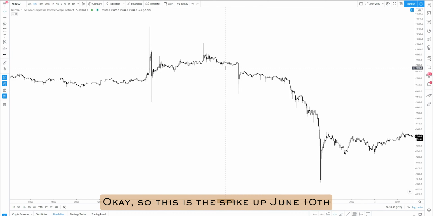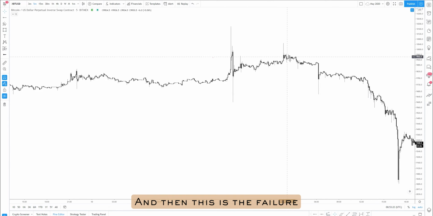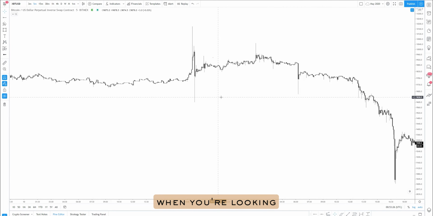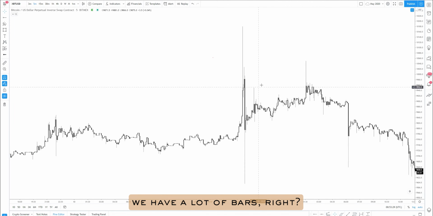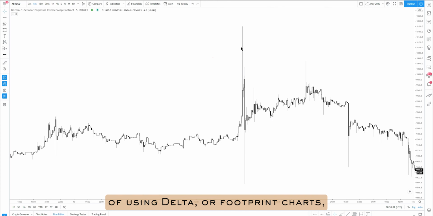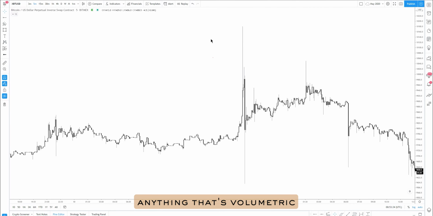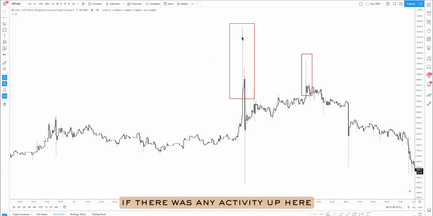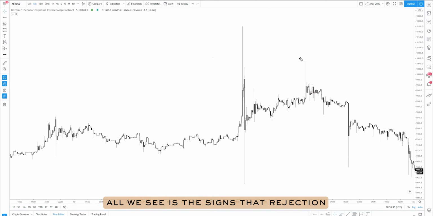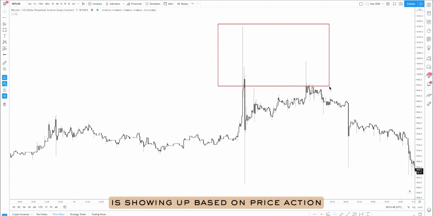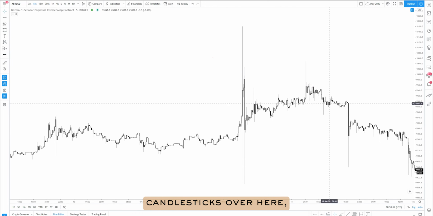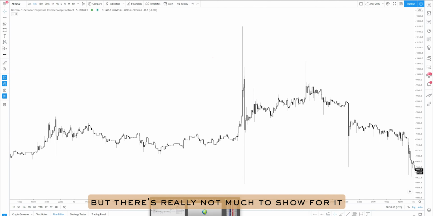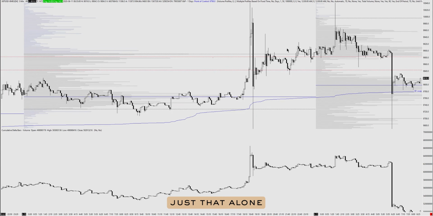So this is the spike up, June 10th, and then this is the failure after that grind. You can already see when you're looking at a time-based periodicity, we have a lot of bars. One of the benefits of using delta or footprint charts, anything that's volumetric, is that we see activity. In the time-based chart, we don't really see if there was any activity up here. We don't know whether there was a lot of trading volume within each level. All we see is the signs that rejection is showing up based on price action, so we have these wicks and shadows to the upside. There's a lot of candlesticks over here, but there's really not much to show for it, not much we could go off of based on that alone.